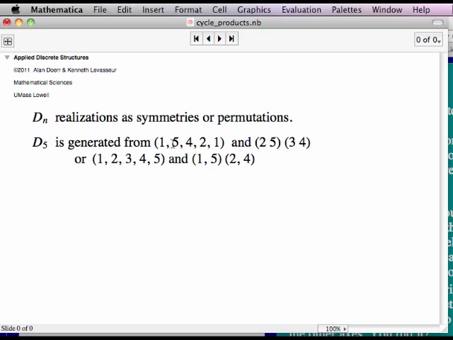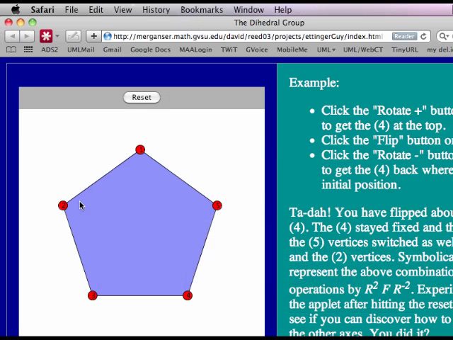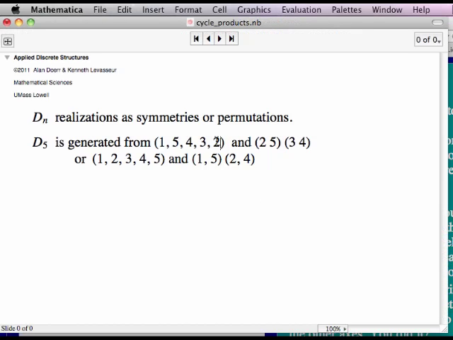The rotation can be described here. The image of 1 is 5, 5 is 4, 4 is 3, and 3 is 2. Okay, so this is a 5-cycle, and the flip is a product of 2 transpositions, where 2 and 5 are switched, and 3 and 4 are switched. By combining these 2, we get a subgroup, and it's essentially D5.